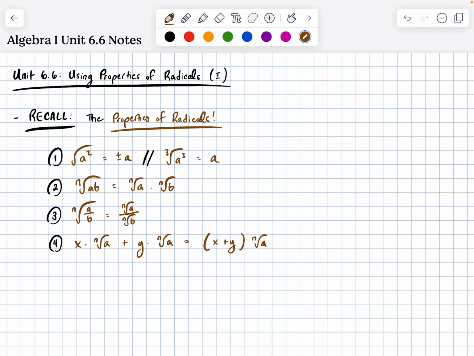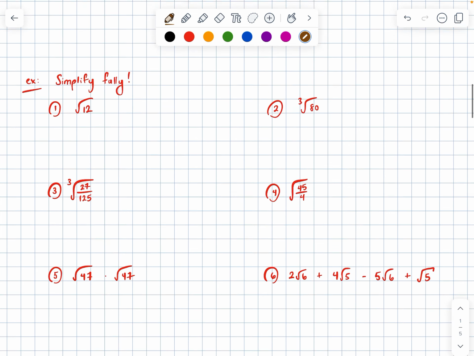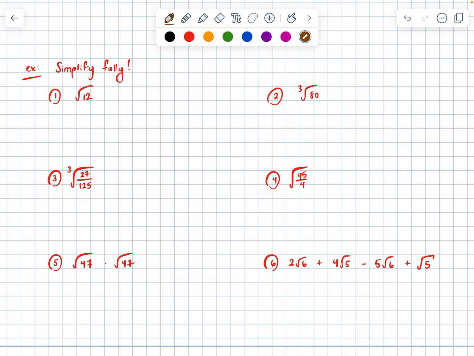Nice! When we were together last time, we got a little bit of practice using them. To really make sure they sink in, I've got 6 examples for you. I want you to simplify using what you know about your properties of radicals. Take 2 minutes, see how far you get, and see what you get. Go, go!